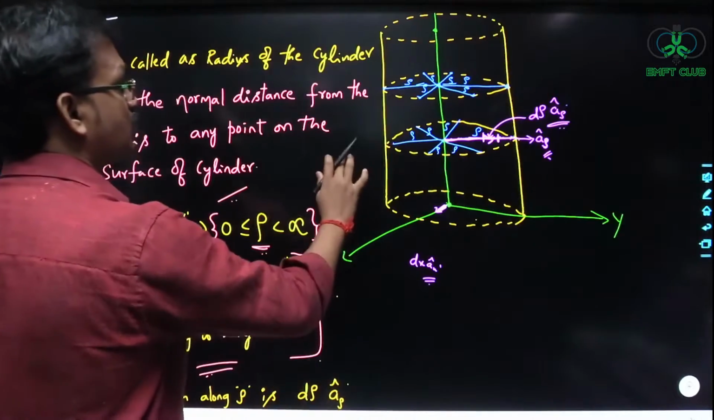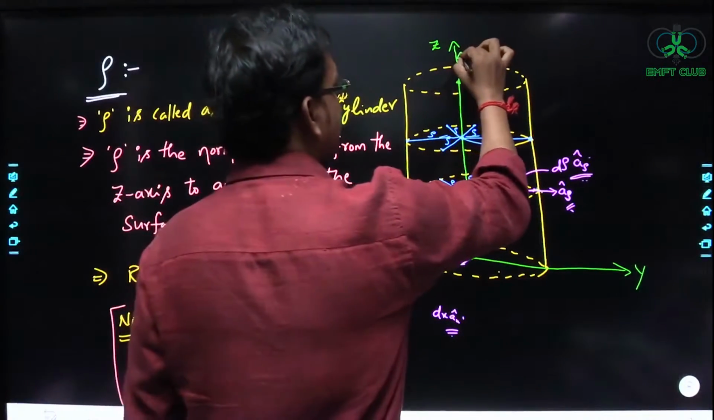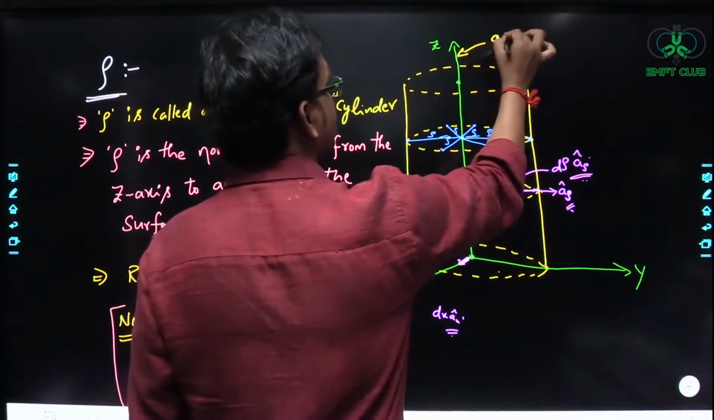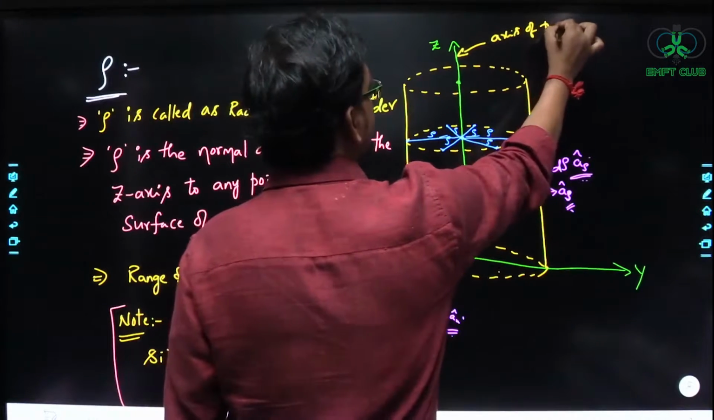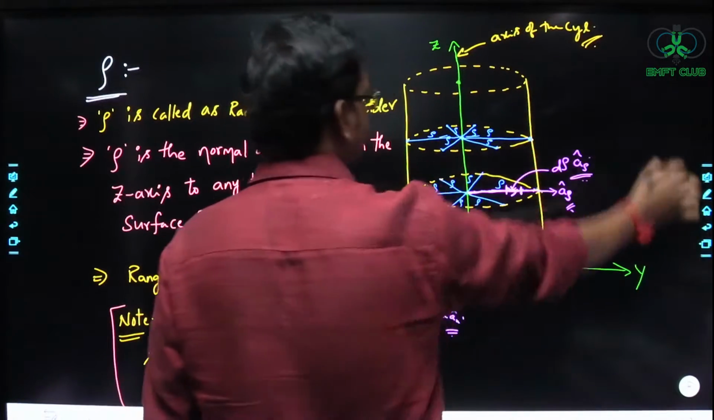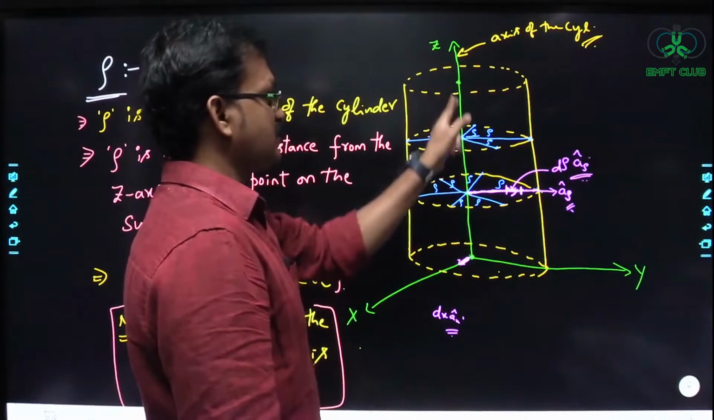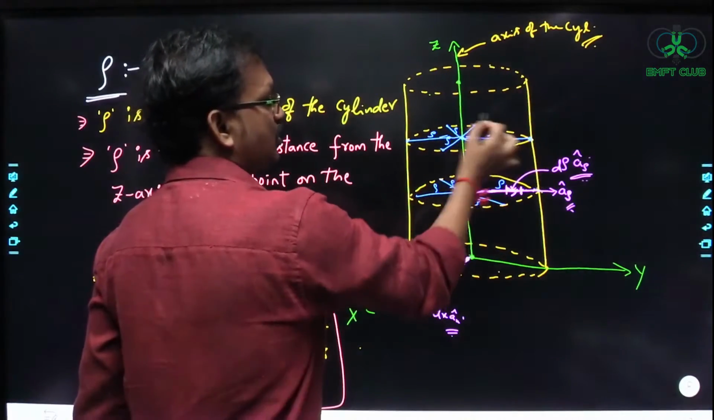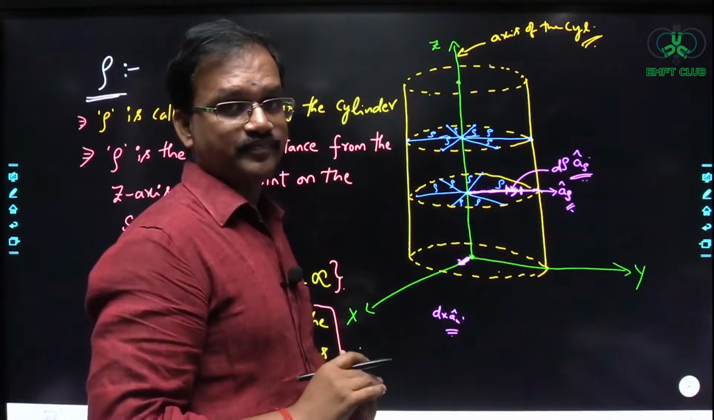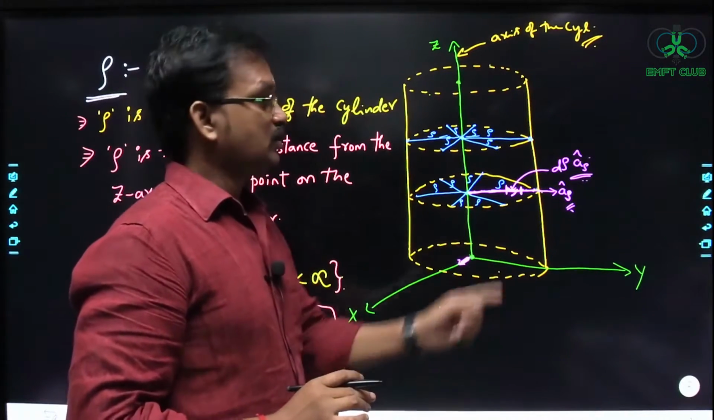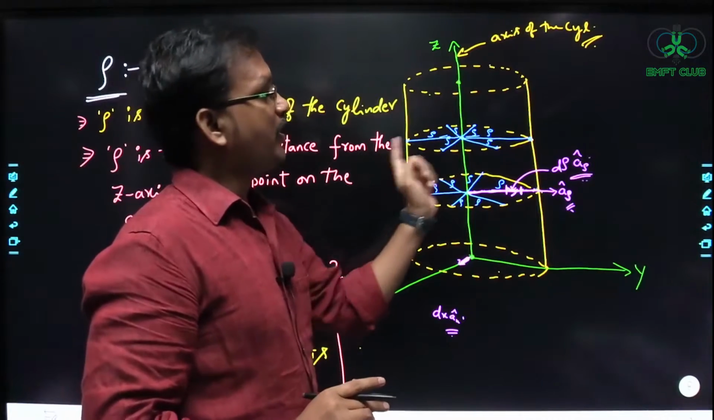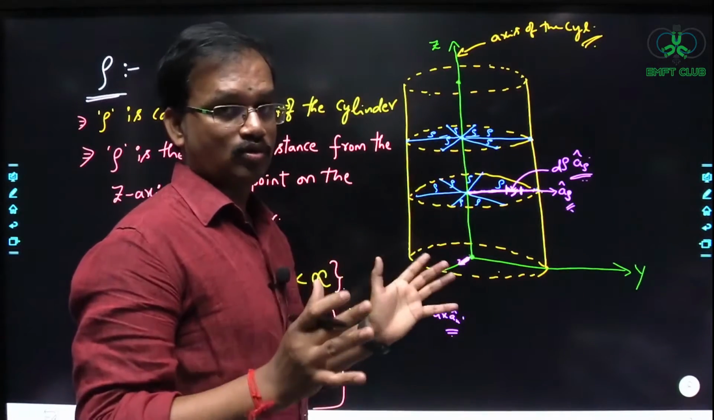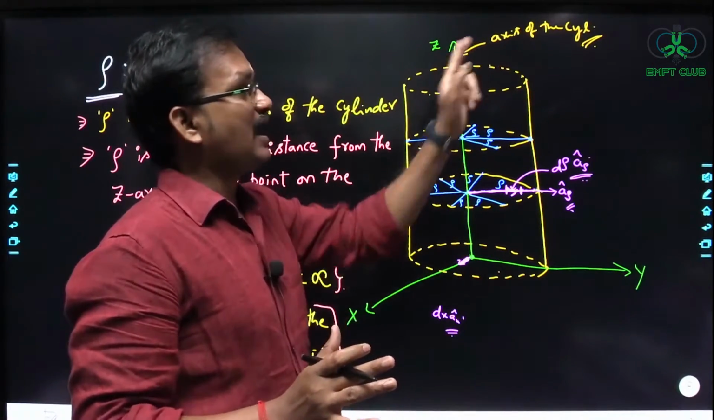And one more point here. See, I said this z-axis is called the axis of the cylinder. So why are we calling it the axis of the cylinder here? Because the normal distance from this z-axis to any point on the surface of the cylinder is constant. That is nothing but rho. Understood? So that's why it is called the axis of the cylinder.